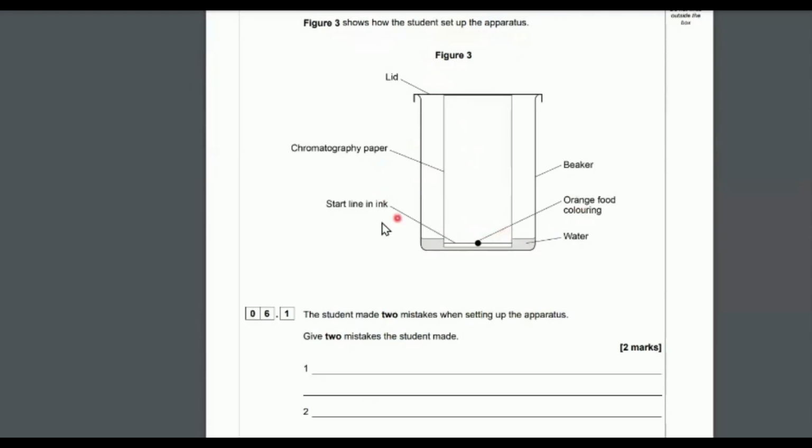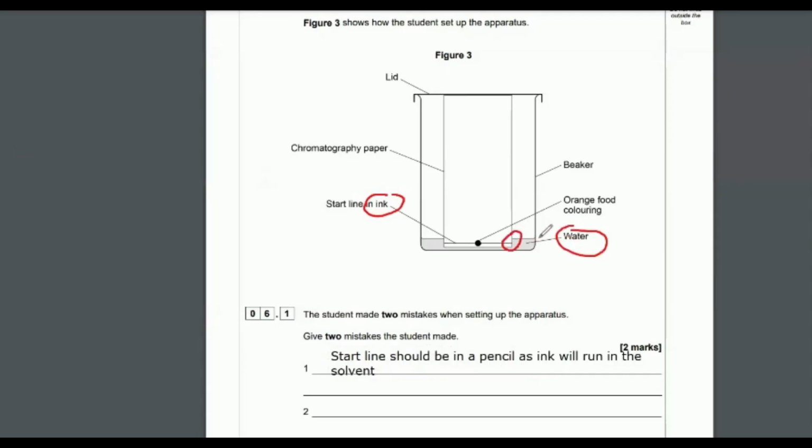And our question here is 6.1. It says there's 2 mistakes made here. You should be able to spot them. When setting up the apparatus, give the 2 separate mistakes the student made. So first of all, you can see here they drew the start line in ink. That's a bad thing. Ink can dissolve in solvents and it can run, colour the water and smudge the paper and ruin your chromatography. It can climb up the paper and confuse what's going on with your dyes. So it's best to use a pencil.